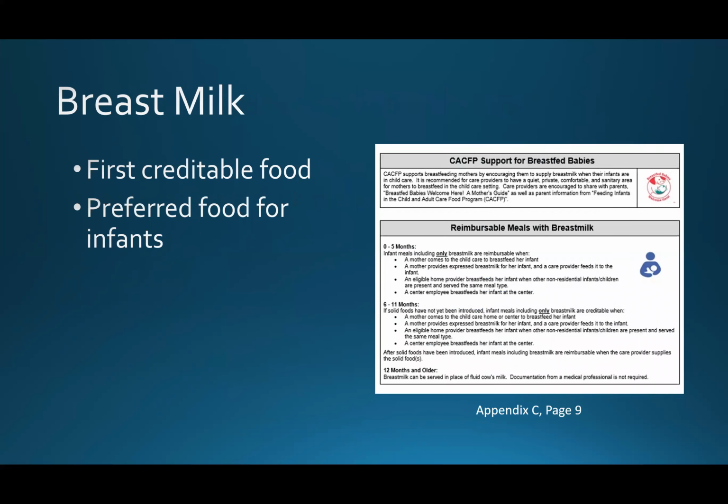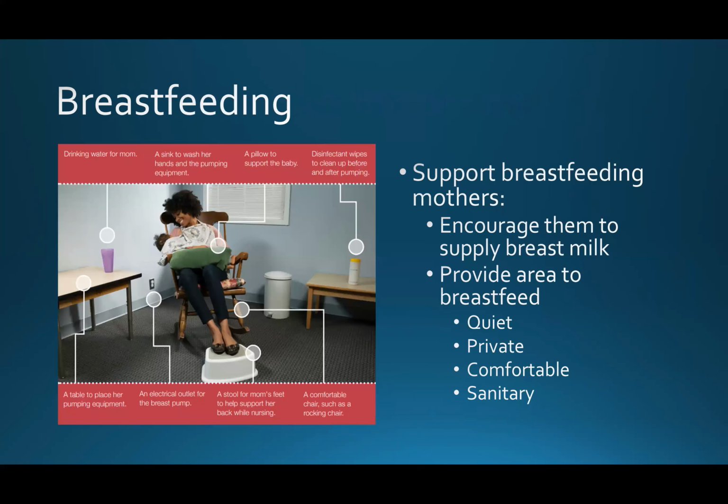The first food on the creditable foods list is breast milk. It is listed first because it is the preferred food for infants. You can support breastfeeding mothers by encouraging them to supply breast milk when their infants are in childcare, and by providing a quiet, private, comfortable, and sanitary area for mothers to breastfeed in the childcare setting.